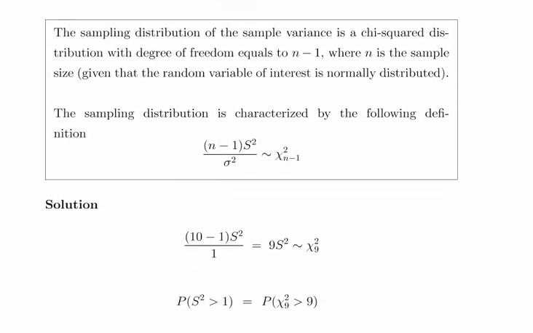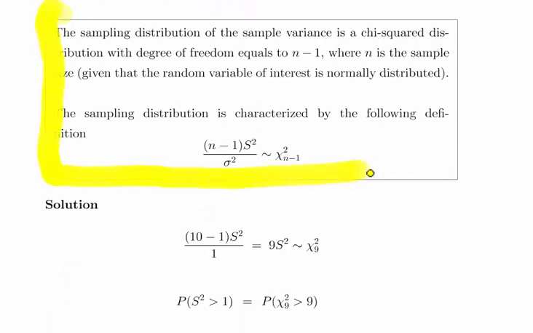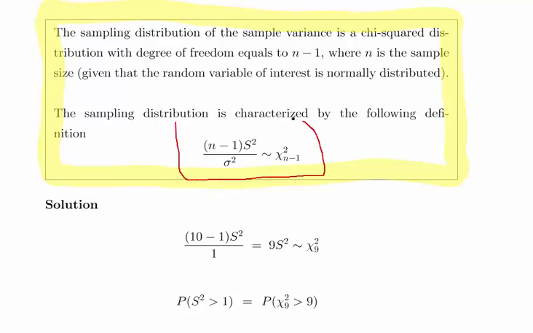Now when you're dealing with these questions, this is the key thing, the cornerstone of almost every exercise, every answer. In particular, this bit down here: the sampling distribution is characterized by this expression. n minus 1 times s squared over sigma squared is a random variable distributed as chi-squared with degrees of freedom n minus 1. That's the symbol there, chi-squared. I messed it up there, but it's chi-squared.